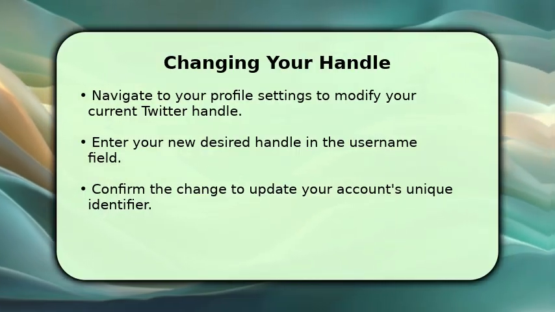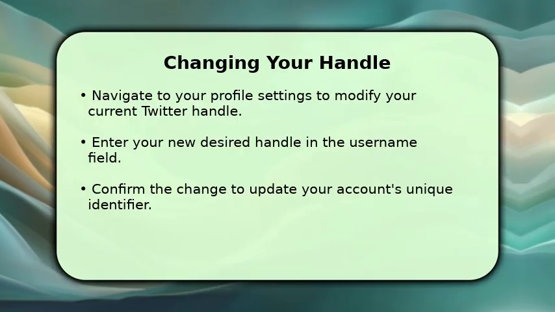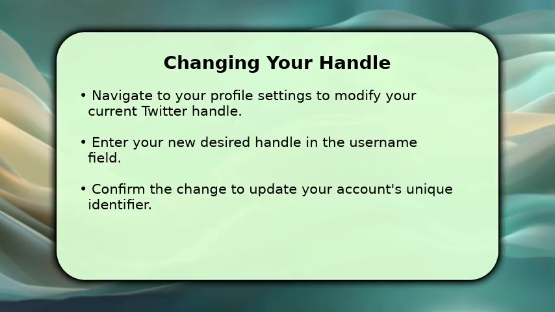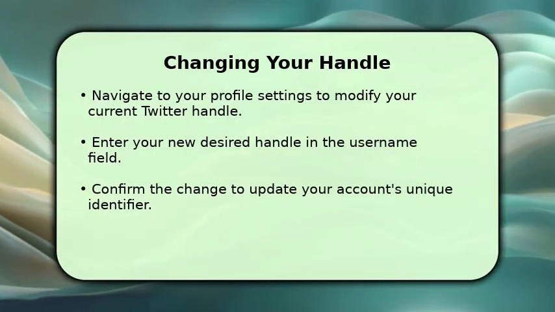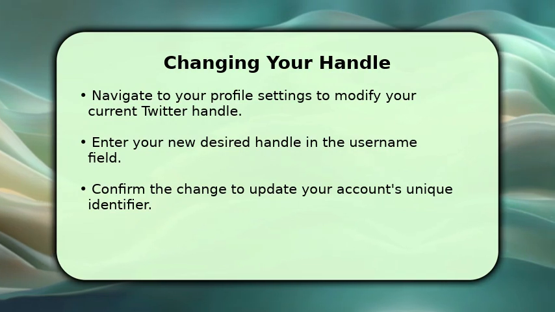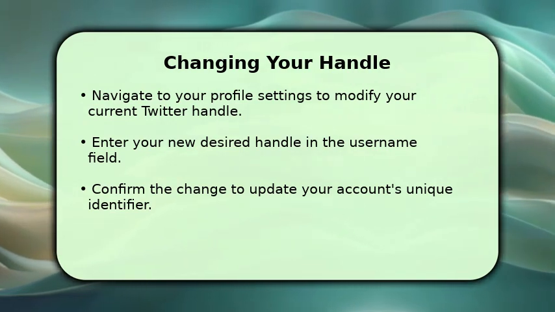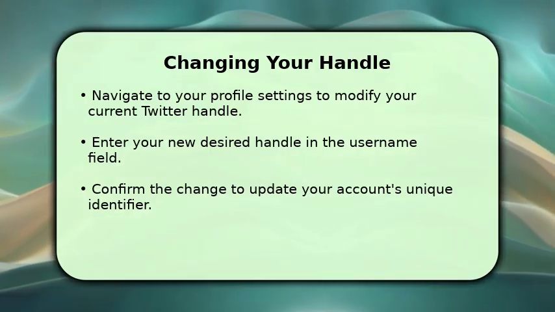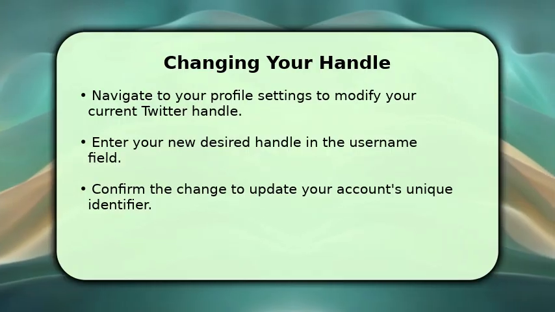Go to your profile settings, usually found under the More menu on the desktop or by tapping your profile icon on mobile. Locate the username field and simply type in your new desired handle. Twitter will check its availability instantly. Once you confirm the change, your new handle will be active immediately, updating your unique identifier.